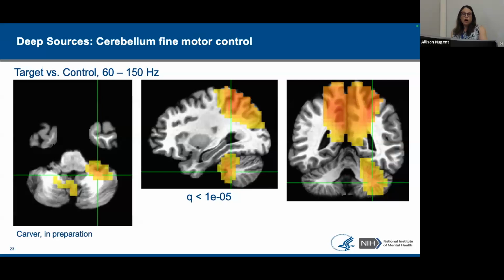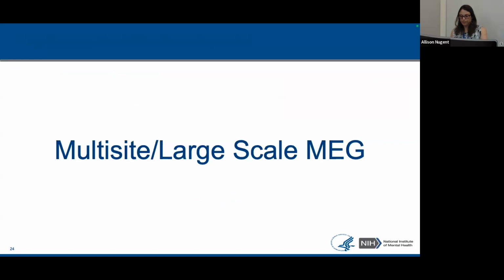Fred Carver also acquired data using a fine motor control task. It was a joystick center-out reaching task, and he found prominent high gamma activity in the target condition versus the control condition in the cerebellum. Taking these two studies together, we can demonstrate that it's absolutely possible to visualize deep sources using MEG.